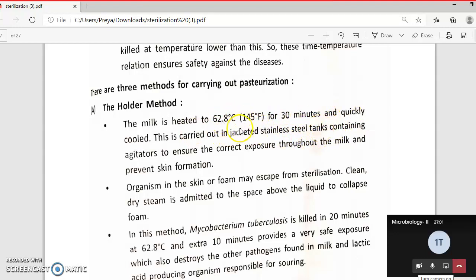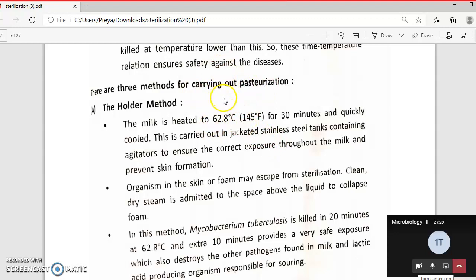Why is it jacketed? Because you can heat by passing steam, and immediately you can cool by passing cool water, right? And it contains an agitator also. Why is an agitator required during the heating process? For complete exposure. The whole milk, including the upper and lower parts, should be completely exposed at this temperature.